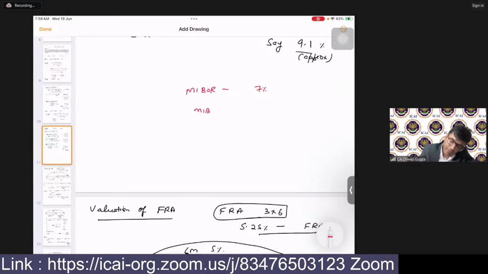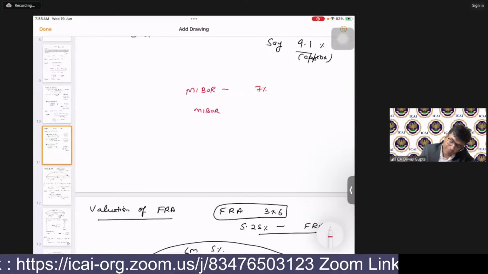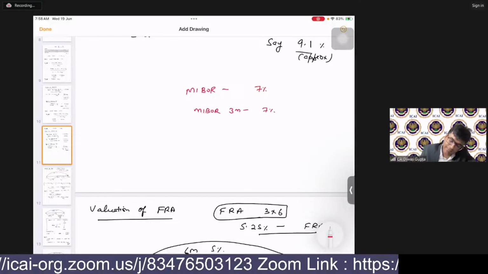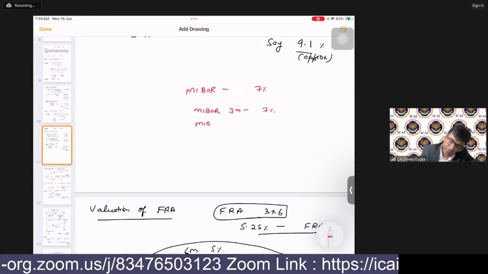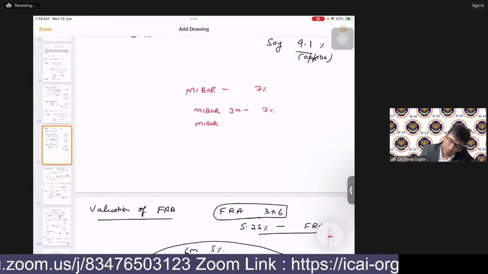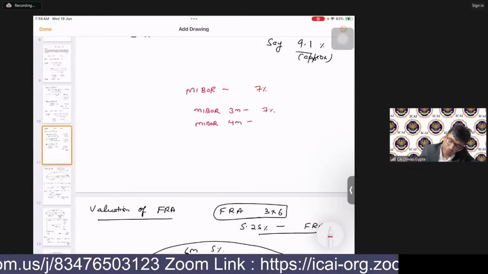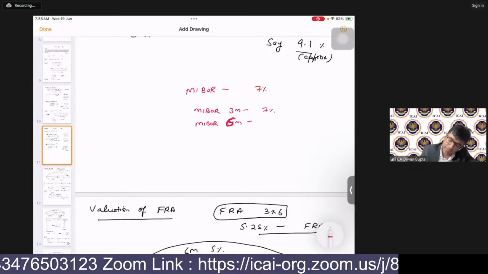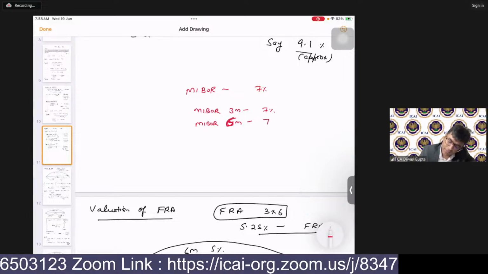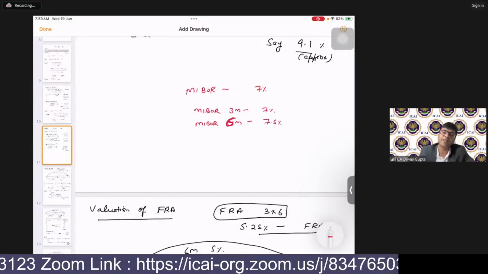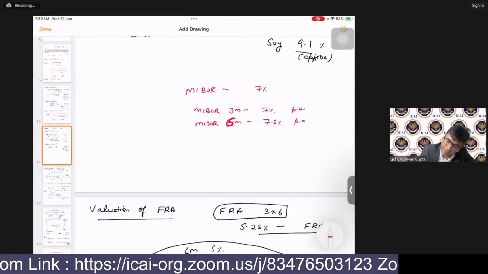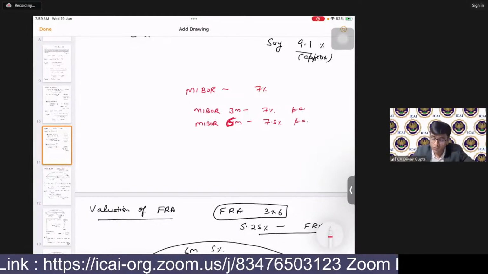MIBOR is always quoted in reference to the maturity. Example, MIBOR 3 months is, let's say, 7%. MIBOR 6 months, let's take an example of 6 months, 7.5%. But this is quoted again as a per annum basis. Okay. So what does this mean?